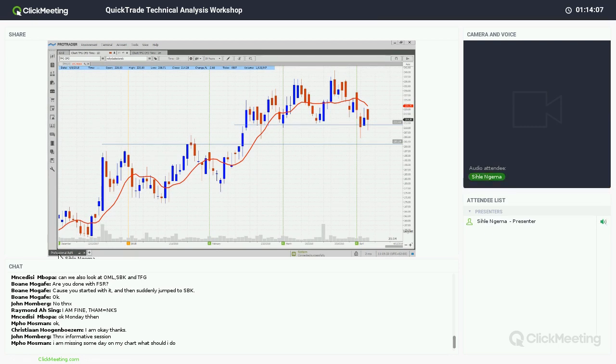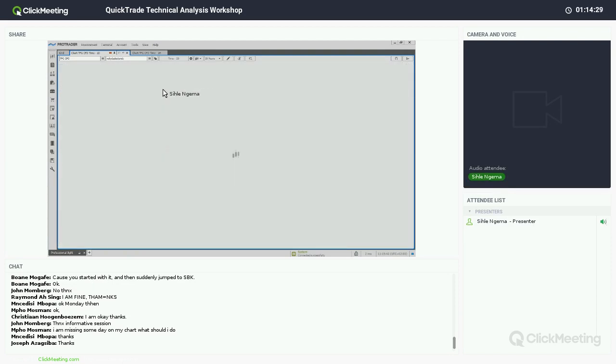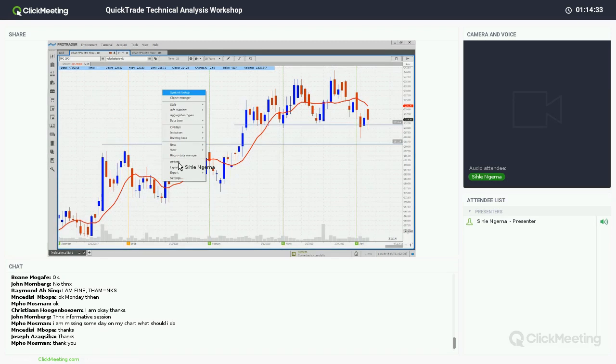Mpo, you're saying I'm missing some day on my chart. What should I do? You must right click and refresh. Right click, then refresh. Right click like this. Mpo, you right click, you get that window, and you come down here, refresh. You refresh, and you will get that bar that you are missing there.